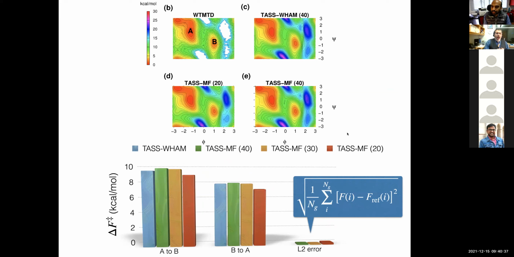So this is what nowadays our group uses. We don't use weighted histogram analysis anymore. We use the mean force approach to reconstruct the free energy landscapes.